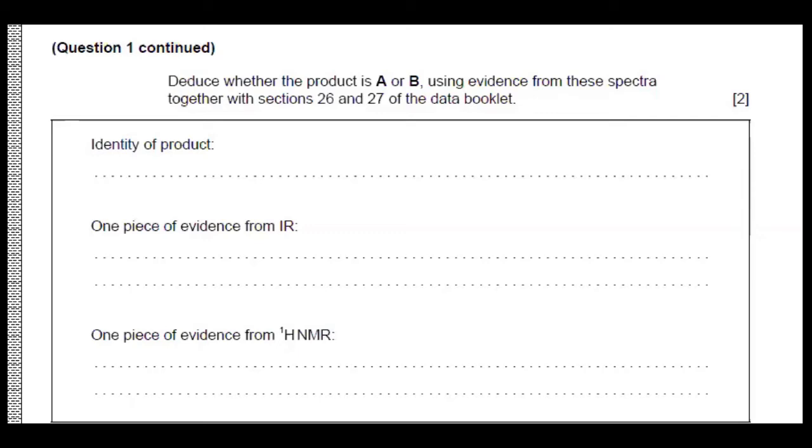So here we are back at the question. Again, I'm reading it: deduce whether the product is A or B using the evidence from these spectra together with sections 26 and 27 of the data booklet. 26 is IR spectroscopy data and 27 corresponds to H1 NMR data. So from that only we have come to the conclusion that compound B is the actual product. So first part, identify the product.